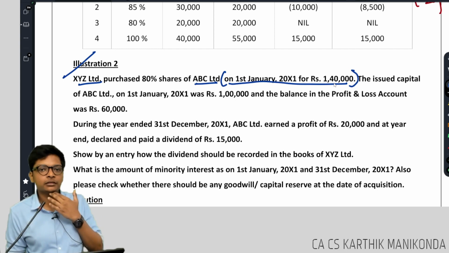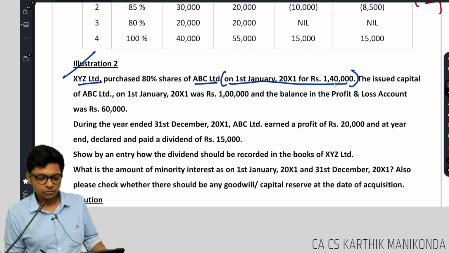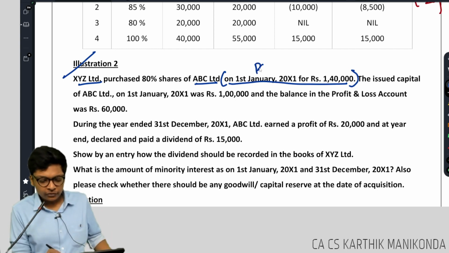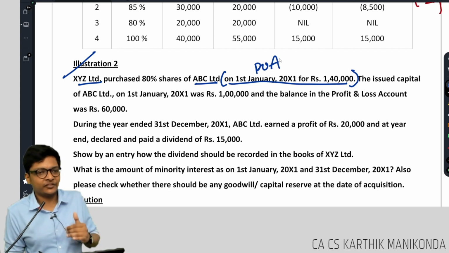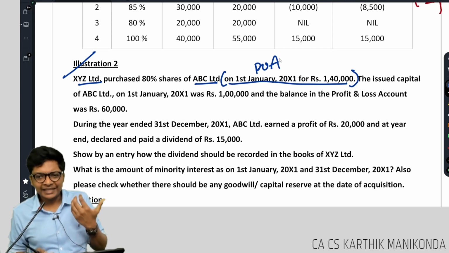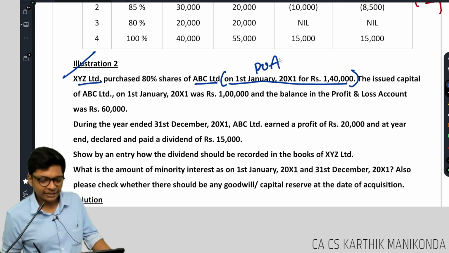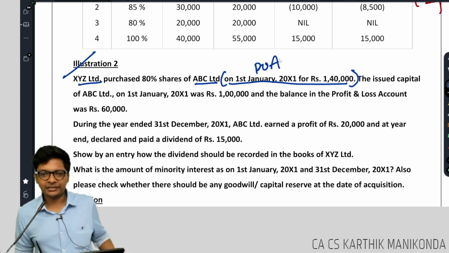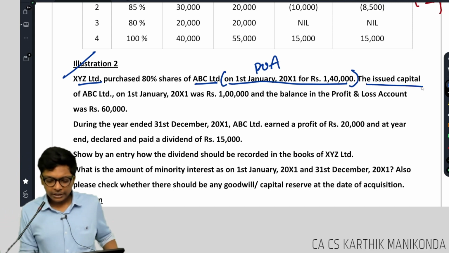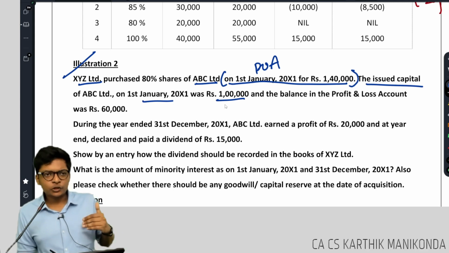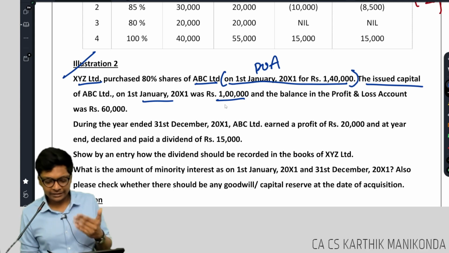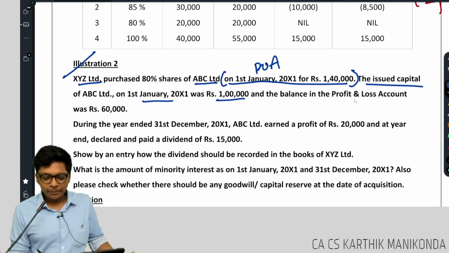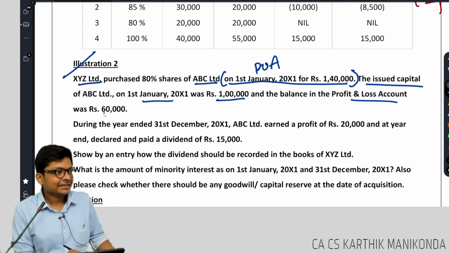1,40,000. How, sir, 1st Jan? That is the date of acquisition. Books only will have dates like this. In reality, don't expect 1st Jan, 31st March. Acquisition can happen on any random date. Are you following, guys? But we won't have such complicated sums. The issued capital on 1st Jan was 1 lakh. We'll assume that is the paid up share capital also, because no other data is given unless something else is given below. And the balance in P&L is 60,000.